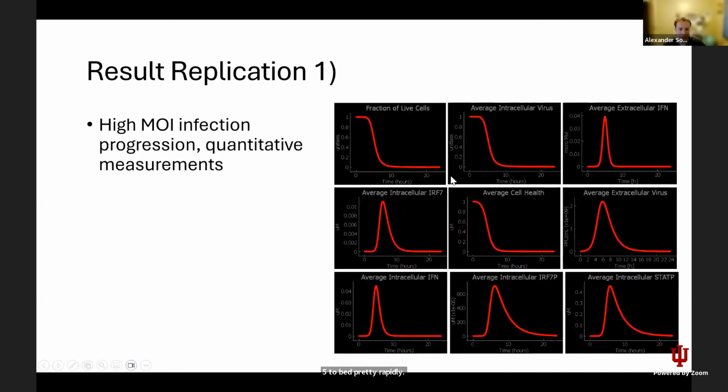So then the graphs are just showing that over time, the cells are going to die. The virus will go down as those cells die. Even though the interferon will spike, it's too late. And also the intracellular IFN, IRF7, STAT-P, all of these cellular responses to virus are just not enough. The cellular pathways that would try to prevent viral replication are there, but it's not enough.